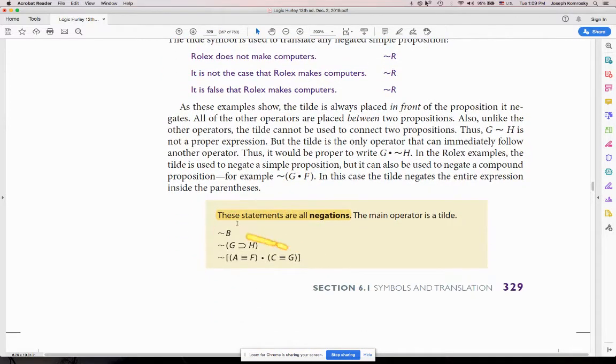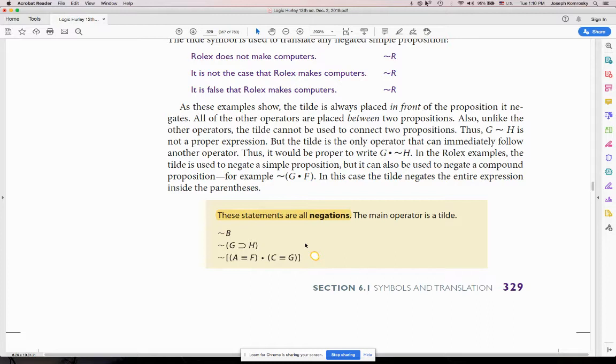So he gives you examples. He says, look, all these are negations. I have tildes here, and each is negating everything after it. Notice this, not B, is a simple statement. This, not parentheses G horseshoe H, is a compound statement. It's got a logical operator in between two simple statements. This is a compound statement and another compound statement, so it's like two compound statements. They're in brackets, and we're negating everything inside the bracket.